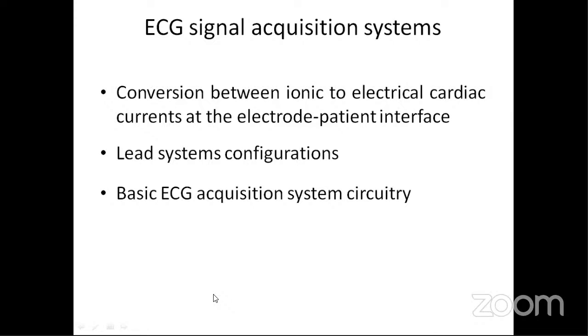So for electrode placement, by placing electrodes, ECG signals can be acquired with the help of the electrical activity of the heart muscle. Then the second one is lead system configurations. And the third one is the basic ECG acquisition system circuit. These are the things you have to keep in mind before acquiring the ECG signal.